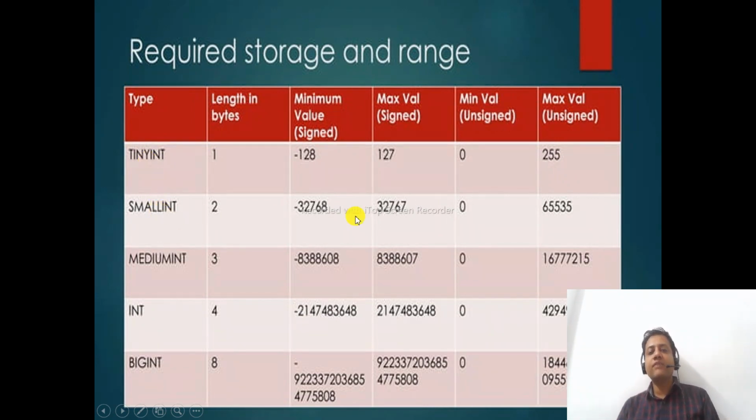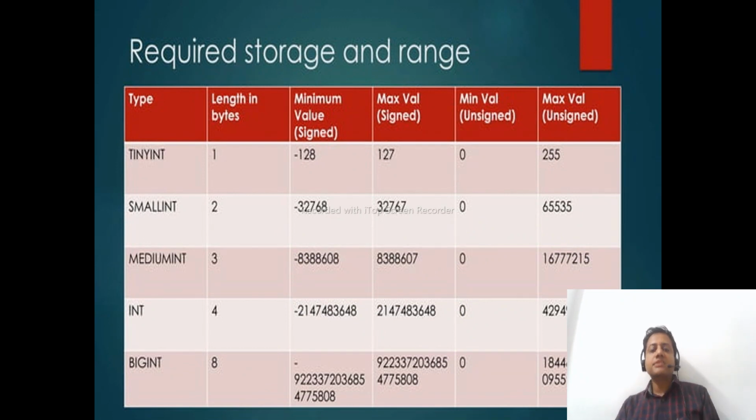Small int can take values from 0 to 65,535, or in negative from -32,768 to 32,767, and its size will be 2 bytes. Similarly, medium int will be 3 bytes, int will be 4 bytes, and big int will be 8 bytes, and we can see the respective ranges from here. So depending upon our requirement, we can select what type of data we want.